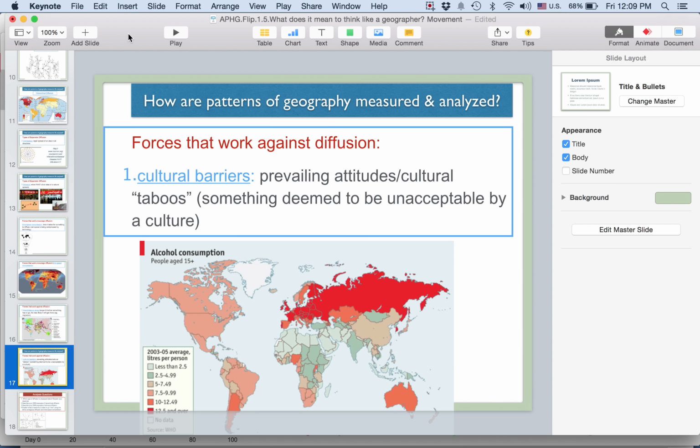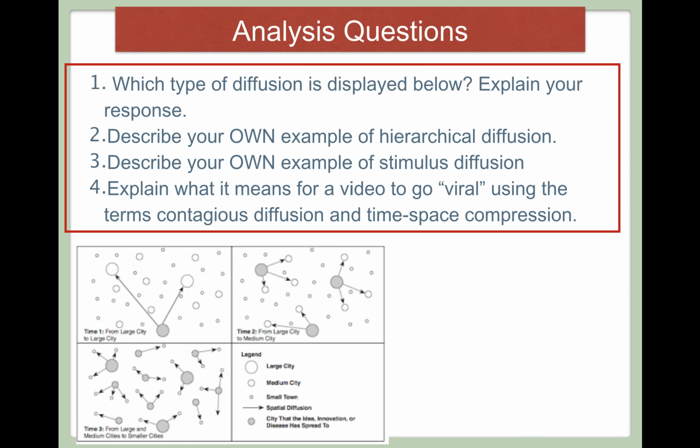So those are some of the forces that work for diffusion and against diffusion, and those are the ways in which geographers study the spread of ideas, people, and goods over space.